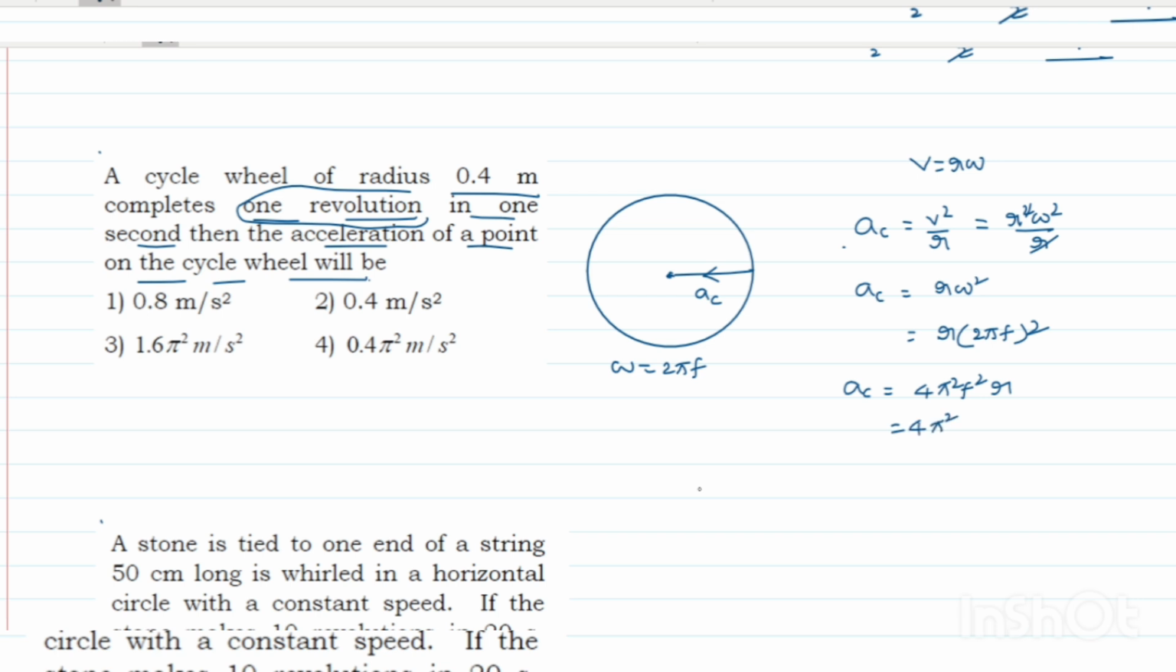Here the frequency is 1 revolution in 1 second. Frequency is the number of revolutions per second, so 1 is given, and the radius is given as 0.4 meters. When you multiply, the centripetal acceleration AC will be 1.6 pi square meter per second square. So this is the correct answer.